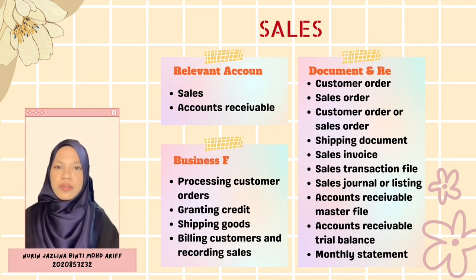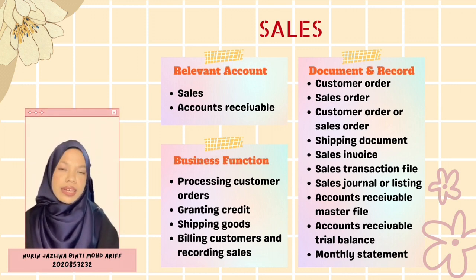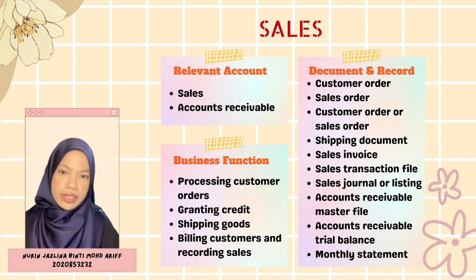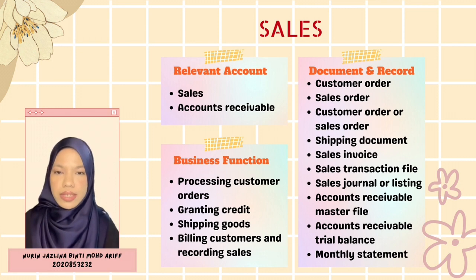So, let's take a look at the sales transaction first. Under sales transaction, the accounts involved are sales and account receivable. There are 4 business functions under this transaction, which are processing customers' orders, granting credit, shipping goods, billing customers, and recording sales. The documents and records involved are customer order or sales order, shipping document, sales invoice, sales transaction file, sales journal or listing, account receivable master file, accounts receivable trial balance, and monthly statement.